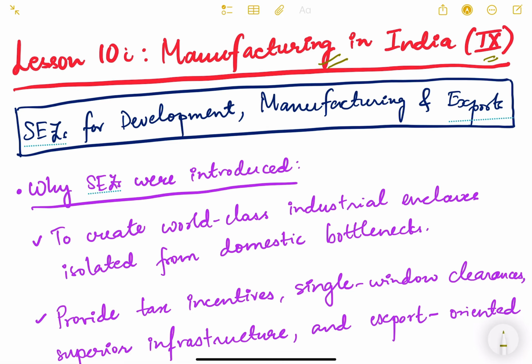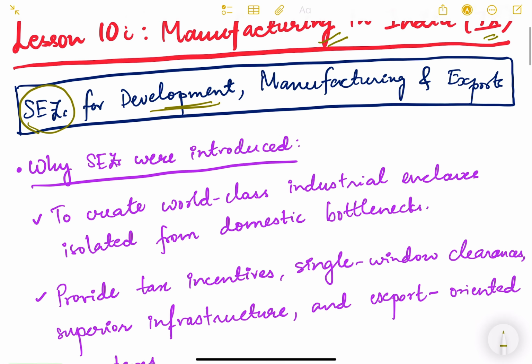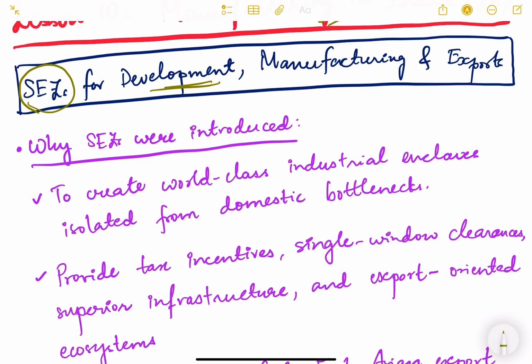In this video, friends, we will study a very particular topic called SEZ, Special Economic Zones. These special economic zones are for the development of manufacturing and exports. This is a concept which was introduced way back in India. It has become successful to some extent, but its reach is limited and very few SEZs could actually become successful. So we'll first see the rationale behind having SEZs, and then slowly get into how it has helped exports and manufacturing in our country.